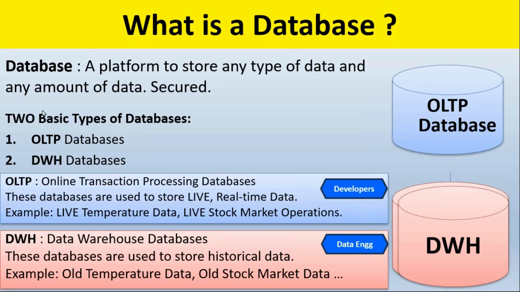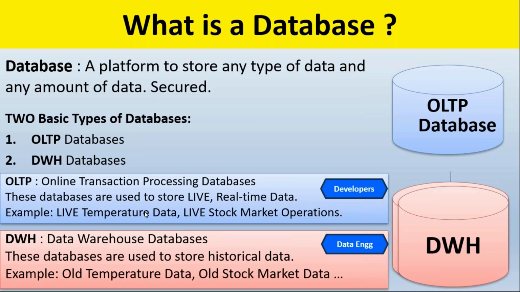Two basic types of databases we are going to configure in the second half of our class today: OLTP databases and data warehouse databases. OLTP database, online transaction processing database, to store live real-time data like live temperature, live stock market activities, anything live. OLTP. Usually SQL developers will take care of these OLTP databases.